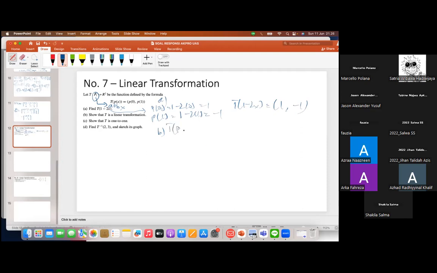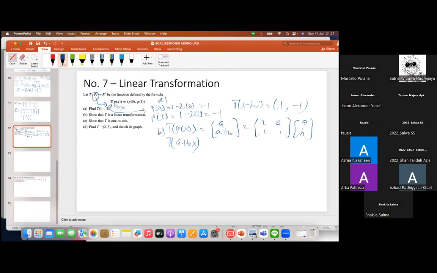For B, show that T is a linear transformation. So T of Px equals A, A plus B, which is equal to the matrix [1, 0; 1, 1] times (A, B). How do I get A and A plus B? Plug in x equals 0, and you're going to get this. And x equals 1, you're going to get this.